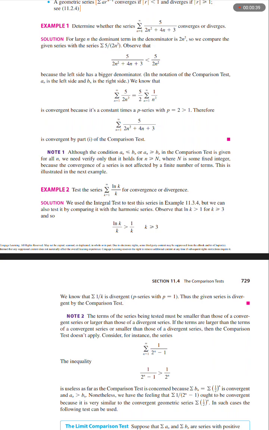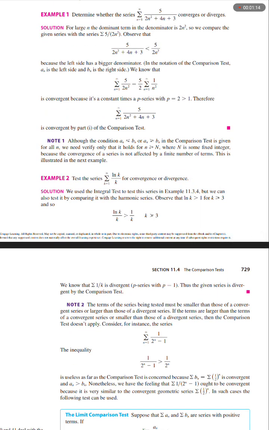Observe that 5 over 2n squared plus 4n plus 3 is less than 5 over 2n squared, because the left side has a bigger denominator. In the notation of the comparison test, a sub n is the left side and b sub n is the right side. We know that the sum from n equals 1 to infinity of 5 over 2n squared equals 5 over 2.